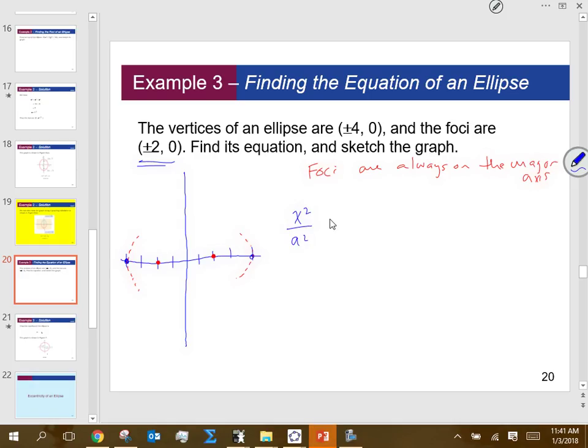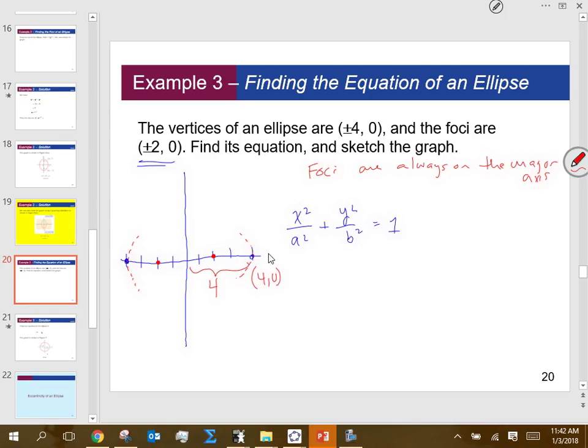every ellipse is going to be of this form: x squared over a squared plus y squared over b squared equals 1. Now, again, I don't care whether it's a or b here. It really doesn't matter too much to me. What I need to know is where this length of 4 goes inside my equation. This point here is at 4, 0.